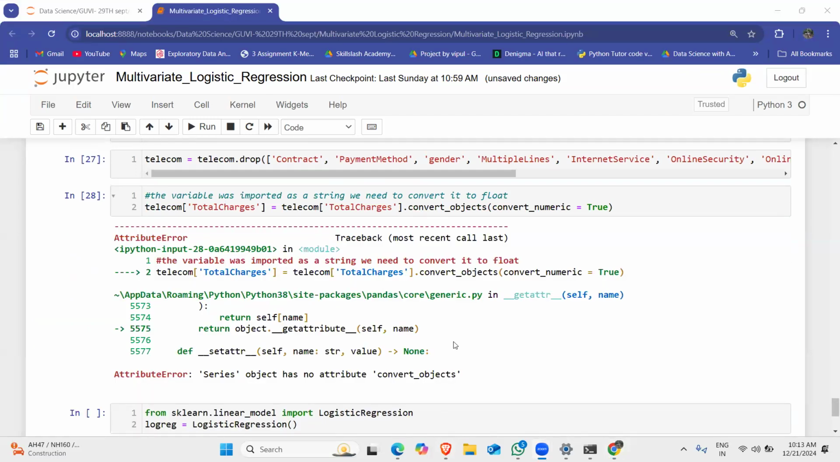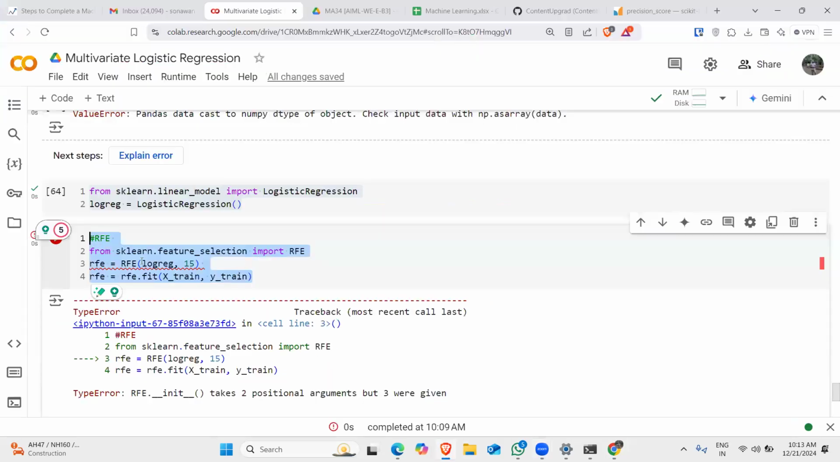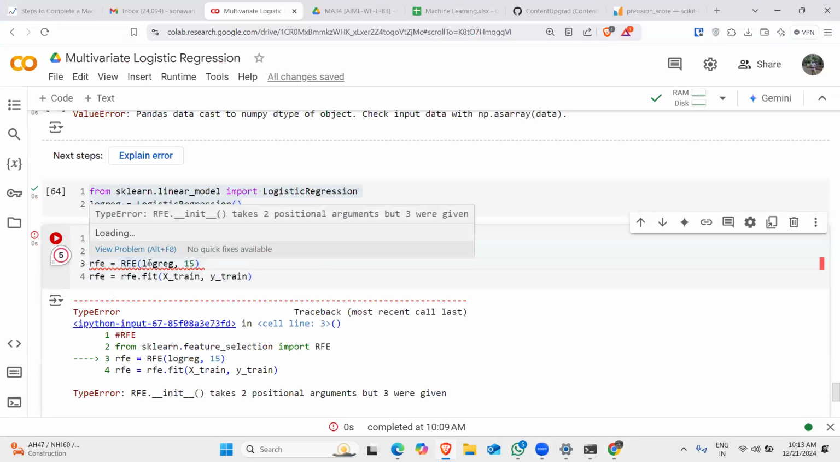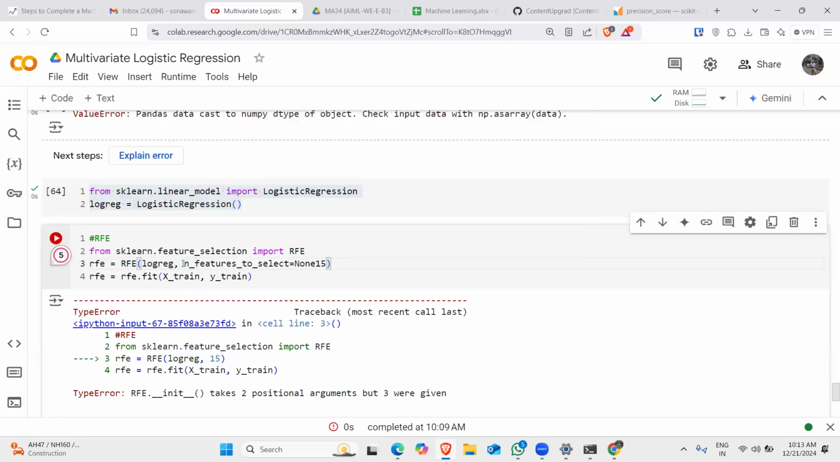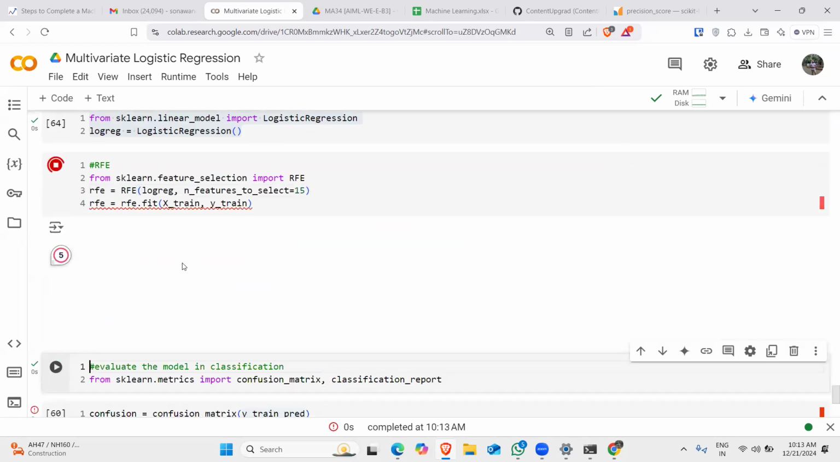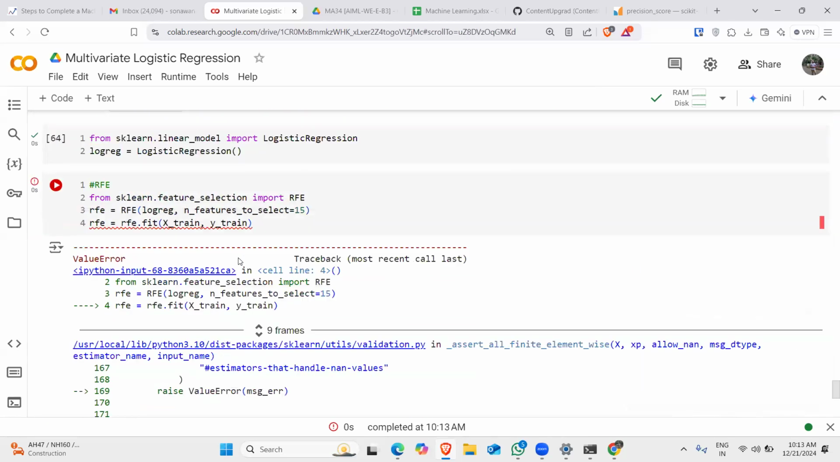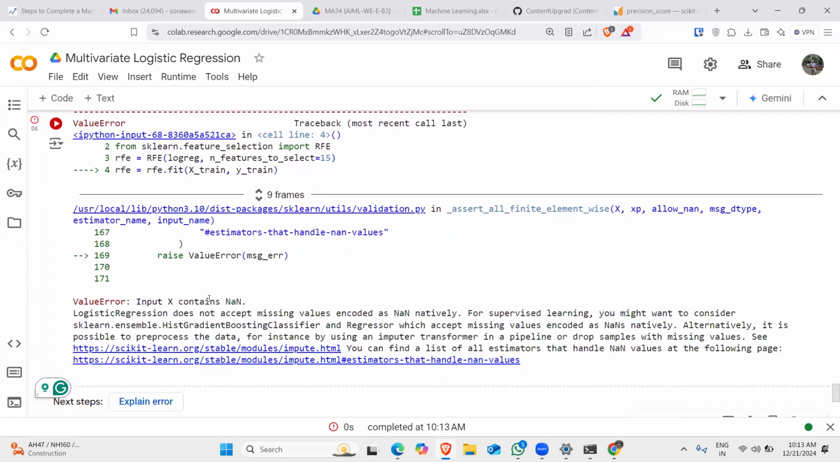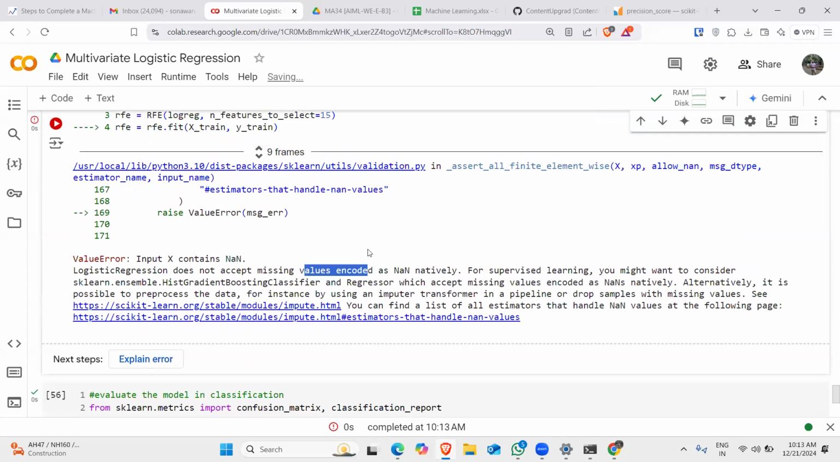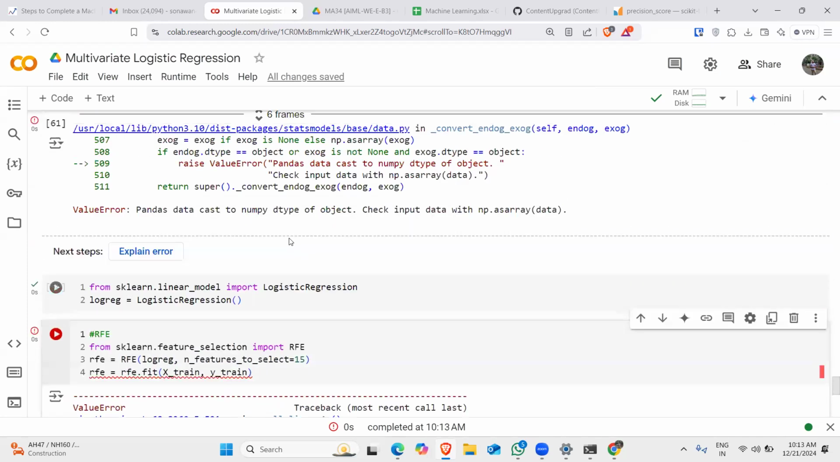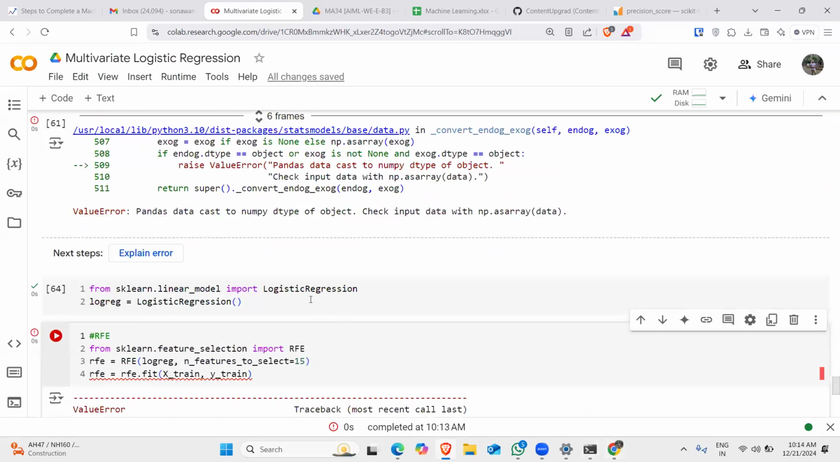Number of features to select is equals to 15. Okay. In RFE, suppose if I just take this number of features to select, I need to pass this one is equals to 15. It's not working. It says input X contains null values. Do not accept missing values. We have to remove that.